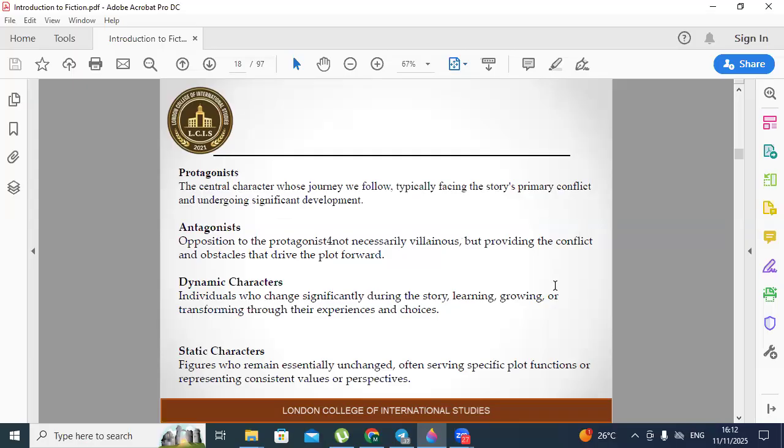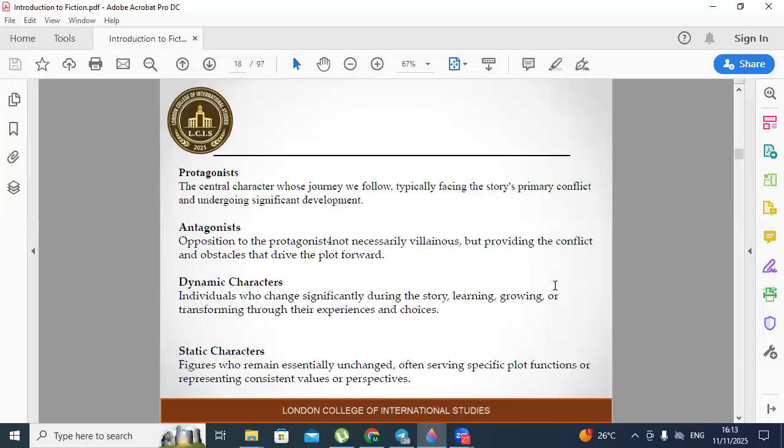Let's distinguish major types. Protagonists: the central character whose journey we follow, typically facing the story's primary conflict and undergoing significant development. The protagonist isn't always the good guy. They're simply the focal character. Think of Hamlet, Elizabeth Bennet, or Katniss Everdeen. We experience the story through their perspective or closely follow their journey.